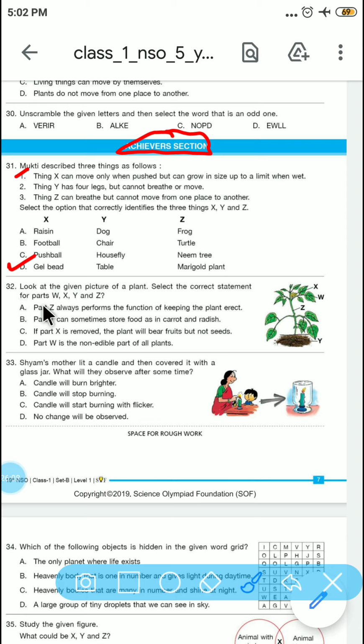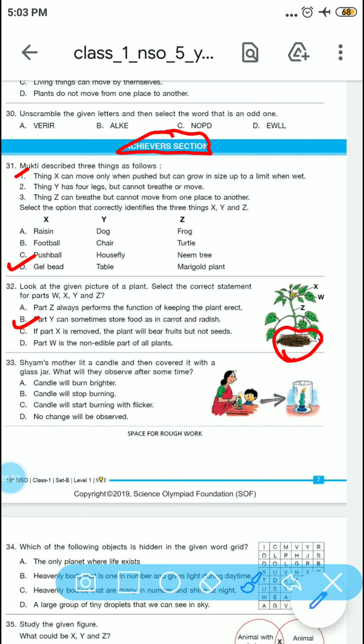Now let's see the 32nd question. Look at the given picture of a plant. Select the correct statement for part WXYZ. So let's see, Y must be what? So for the 32nd question, let's check out. Part Y can sometimes store food as in carrot and radish. So Y is the root section, as you see. So yes, it is correct. And if it is correct, then we don't have to look at any other option because we have found the correct one.